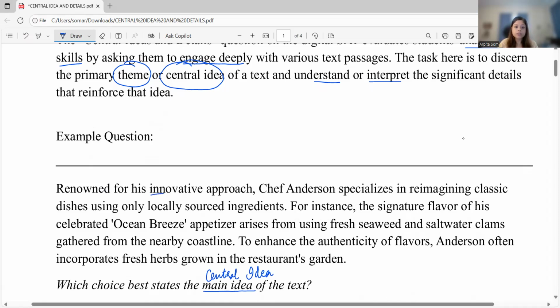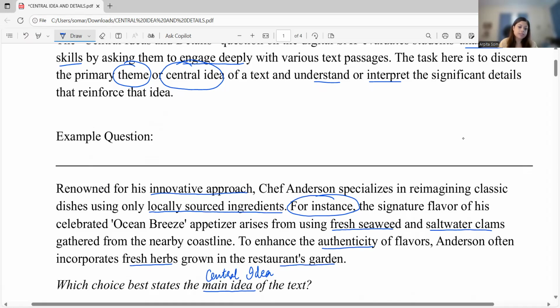Renowned for his innovative approach, Chef Anderson specializes in reimagining classic dishes using only locally sourced ingredients. For instance, the signature flavor of his celebrated ocean breeze appetizers arises from using fresh seaweed and saltwater clams gathered from the nearby coastline. To enhance the authenticity of flavors, Anderson often incorporates fresh herbs grown in the restaurant's garden.